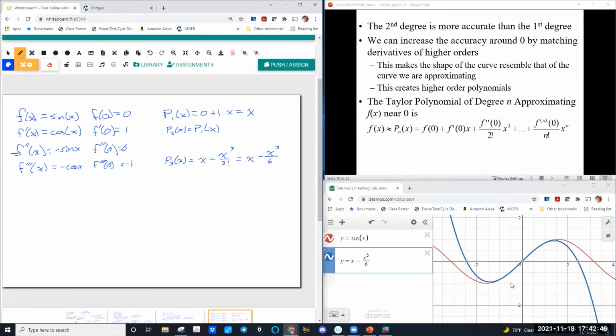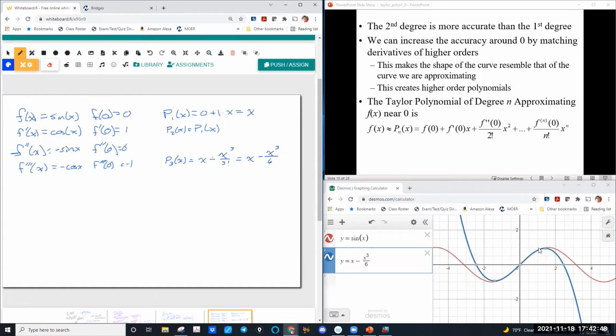And now look at the match we get. It goes out a little bit further, right? Now we start to get some of that concavity. The higher the degree, the better the match. And we'll keep going with sine of x.